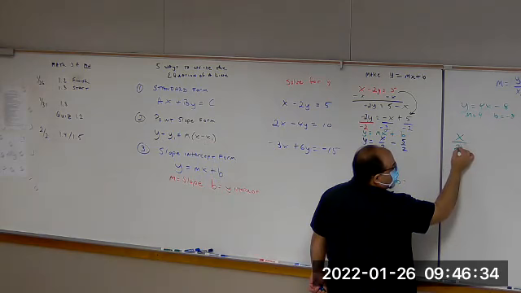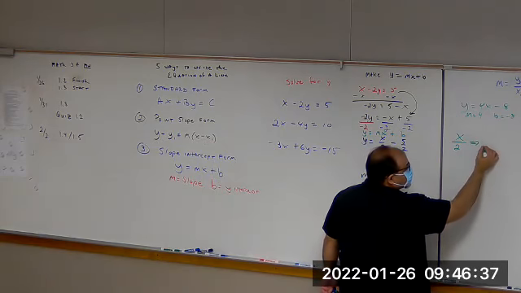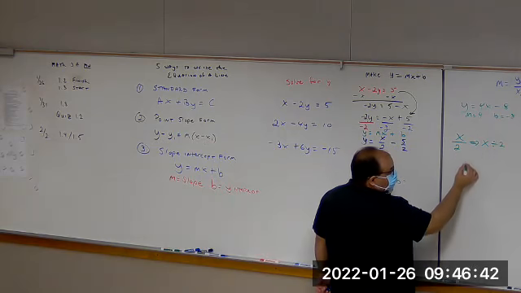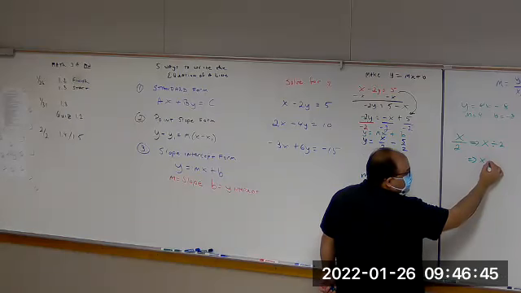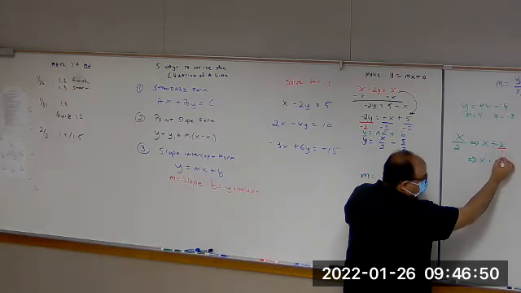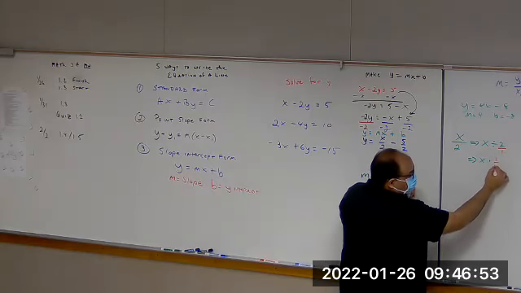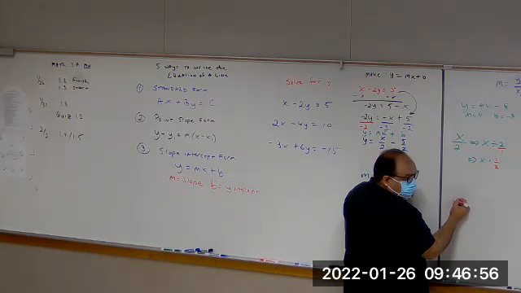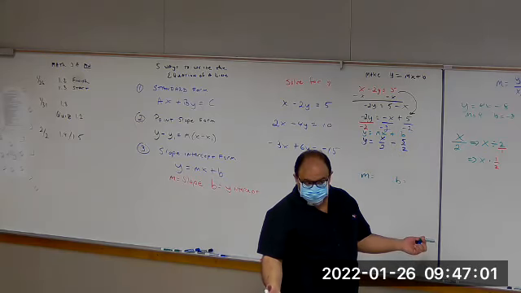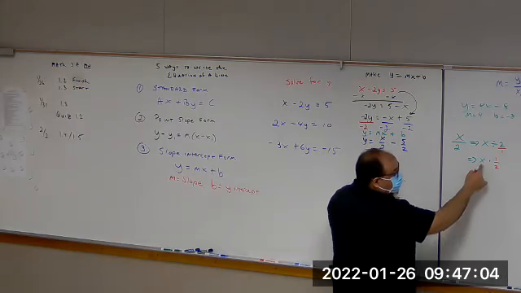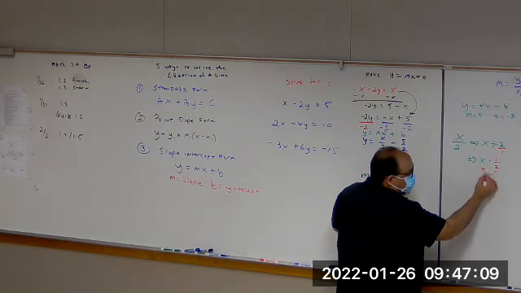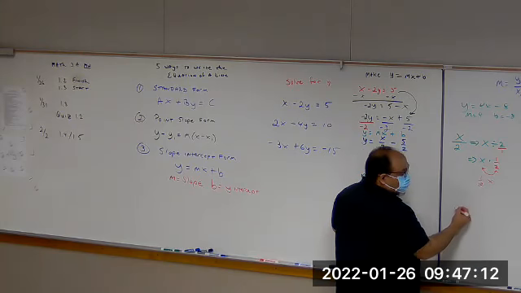X over 2 is x divided by 2, right? Which means it's x times the reciprocal. Now, this is 2 over 1. So the reciprocal is 1/2. When you divide by 2, you're taking half of something. So it's x times 1/2. Now, multiplication is commutative. I can switch this order, and I can just write this as 1/2 x.